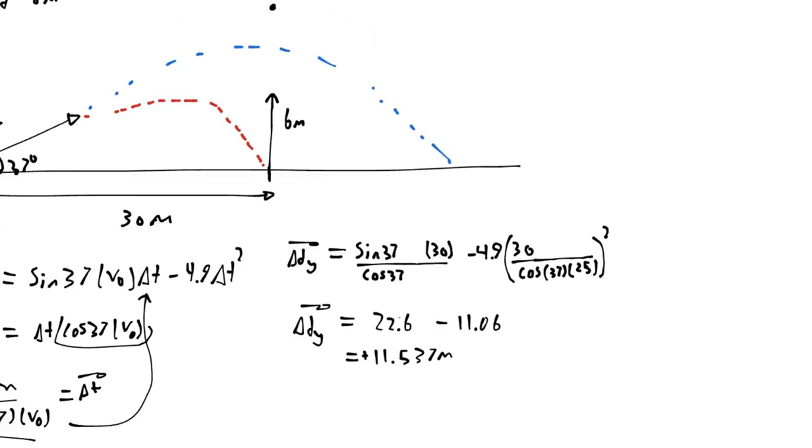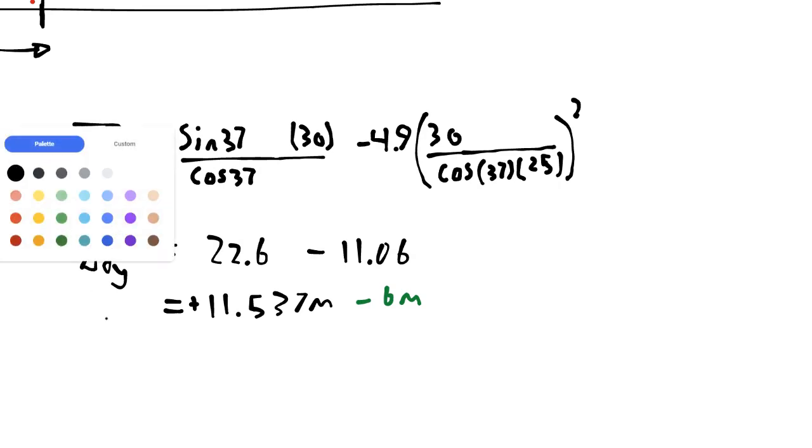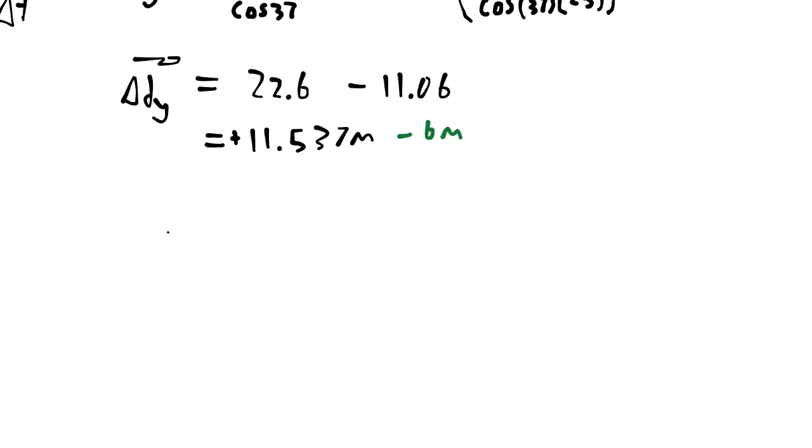If so, by how much? What you're going to do now is subtract 6 meters, and so you should get 5.53, rounded to 5.54 meters above the fence.